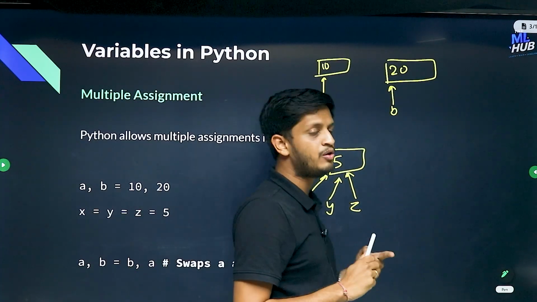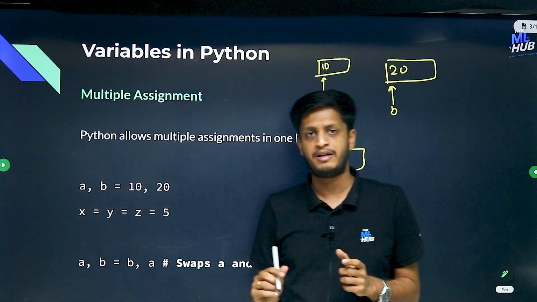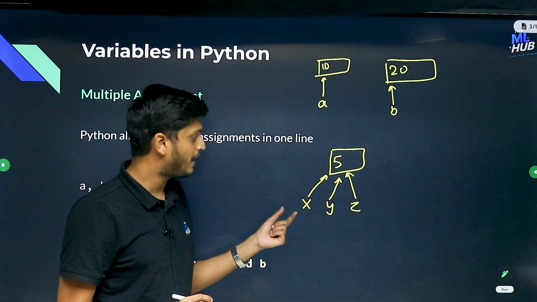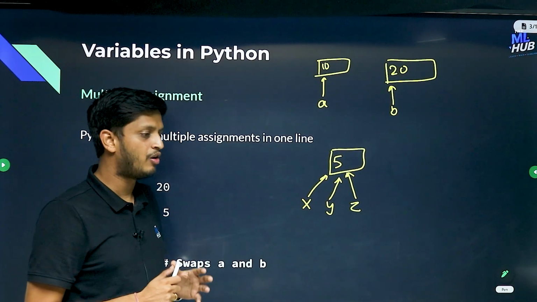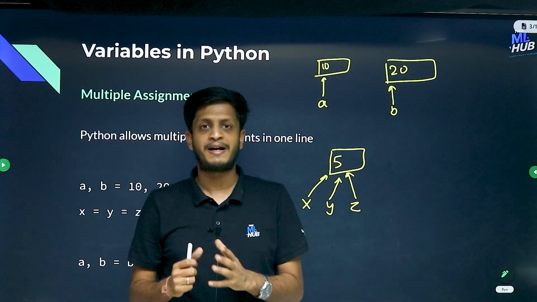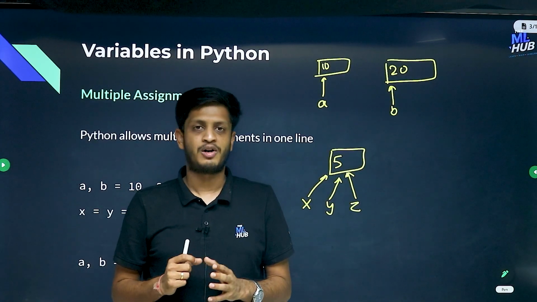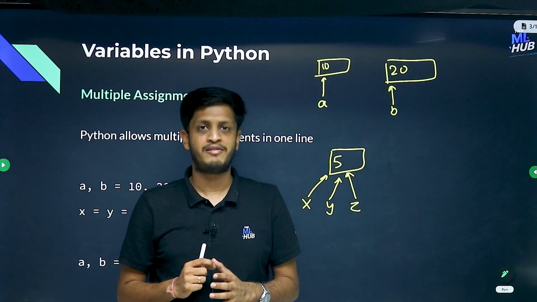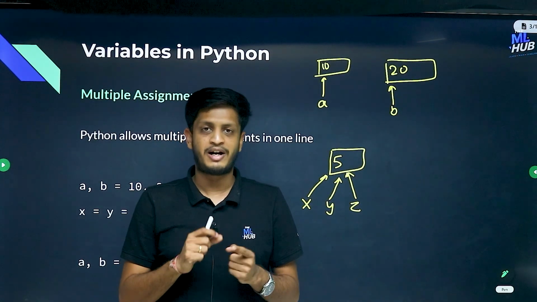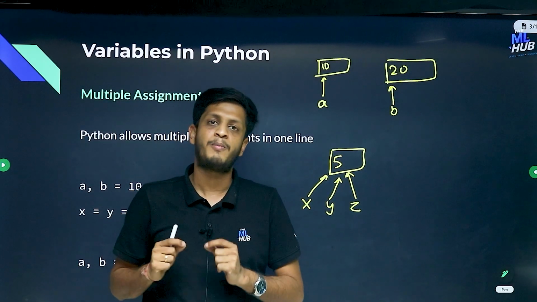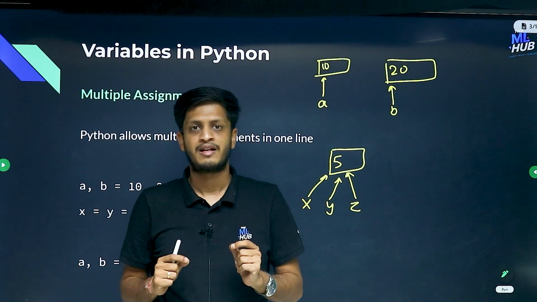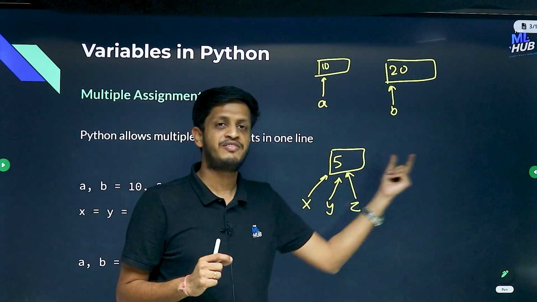When I say x equal to y equal to z equal to 5, what will happen? 5 will be stored in memory, and all these three variables will point to the same memory location. Python always tries to optimize your storage. So if you have x, y, z and you write x equal to y equal to z, then all these three variable names will be pointing to the same memory location. It is not that you will copy 5 three times.